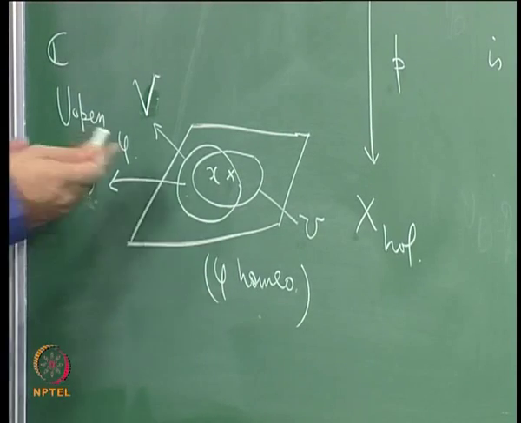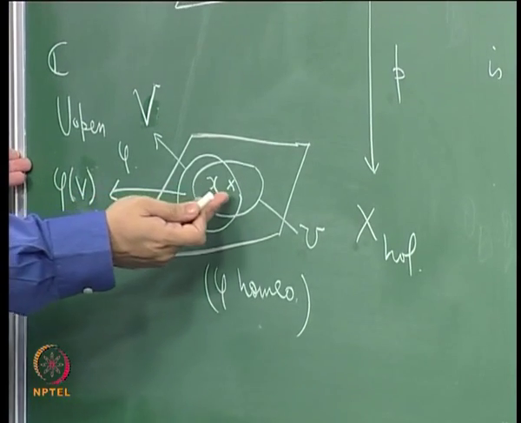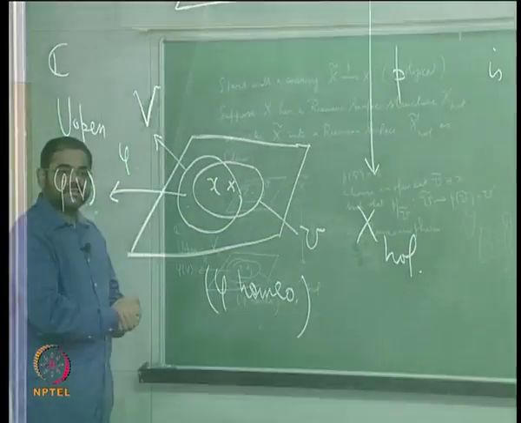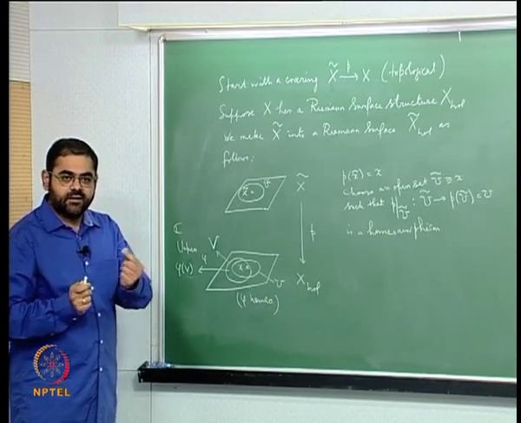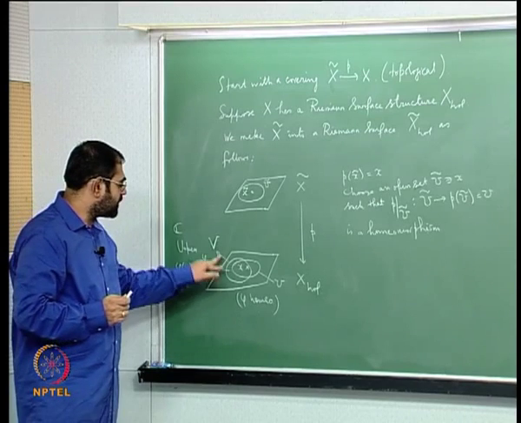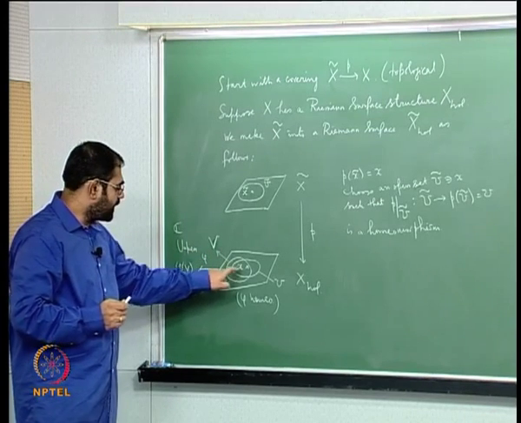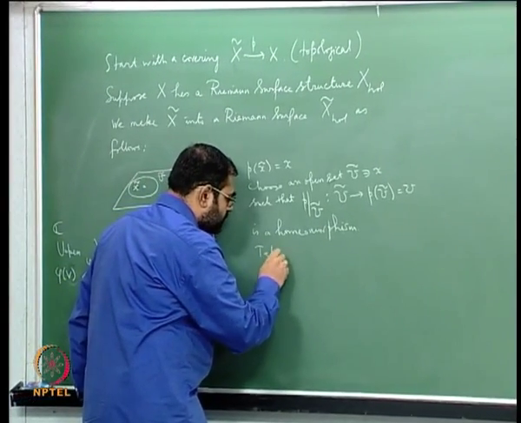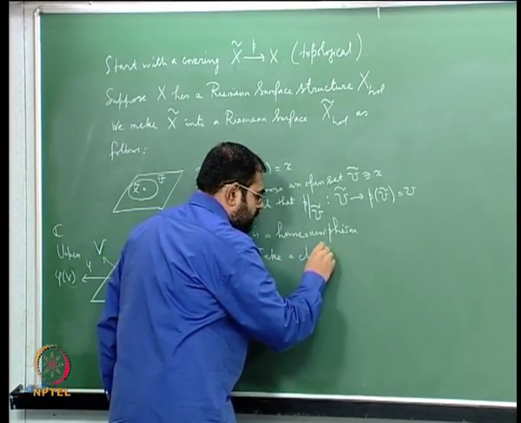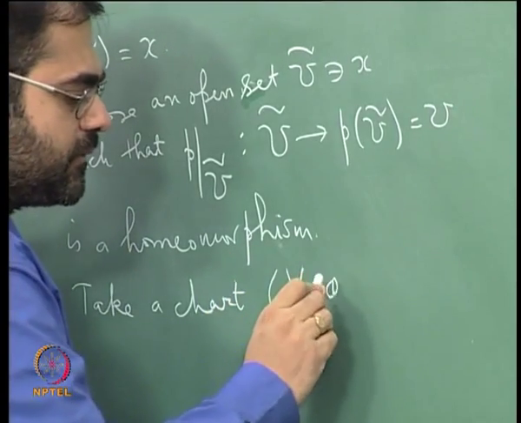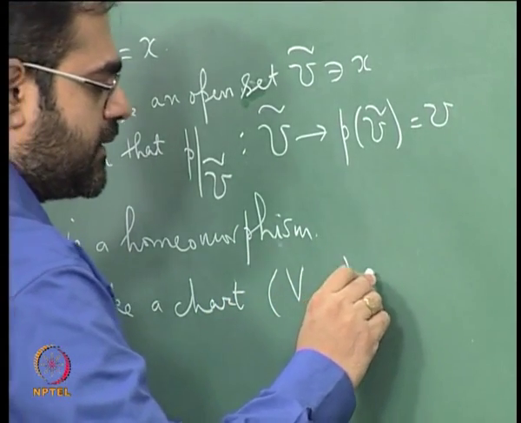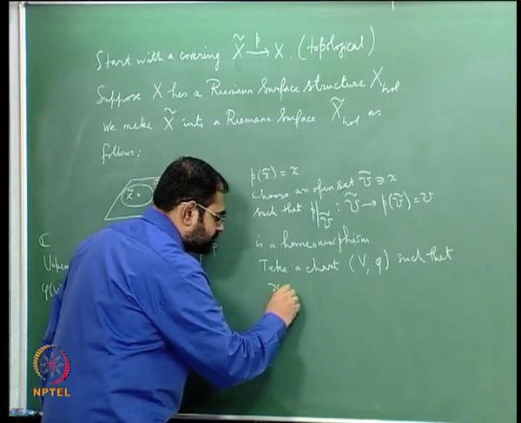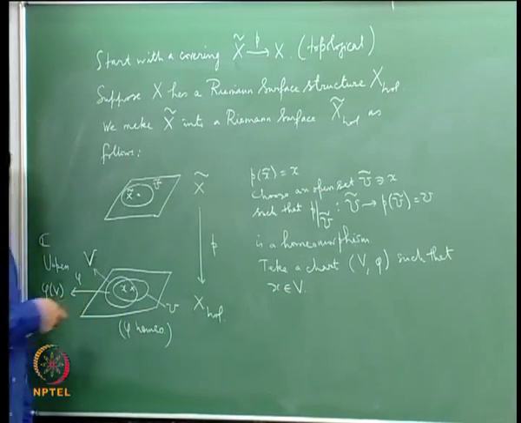Okay, so this is just the chart at the point x, because the space below has a Riemann surface structure. There is a chart given at each point. I am taking a chart (V, φ) which contains the point x. All right, so take a chart (V, φ) such that small x belongs to V, where small x is the image of x tilde.